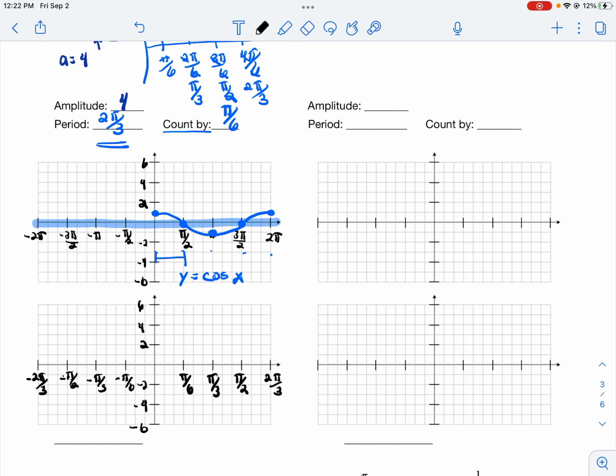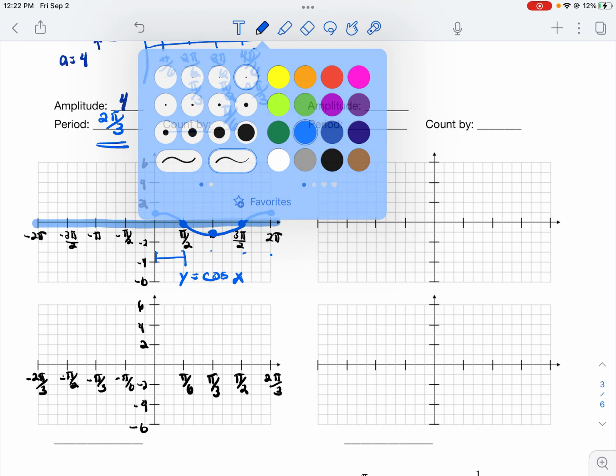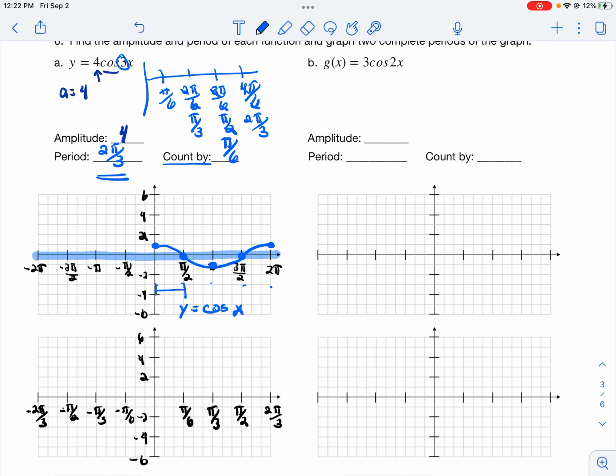Okay. So now we're going to graph this final one. So I'm going to take this parent graph and change my amplitude to 4. Now, since I changed my scales of what I'm counting by, and I'm doing 1/4, I'm still going to stay with the same pattern: above the midline, on the midline, below, on, above. So again, my midline is on the x-axis. So I'm going to do the amplitude above, on the midline, amplitude below, on the midline, amplitude above.